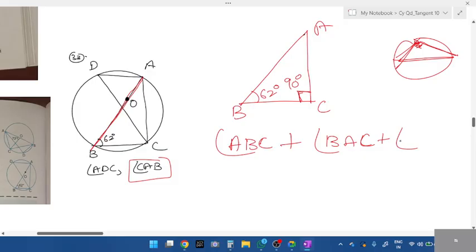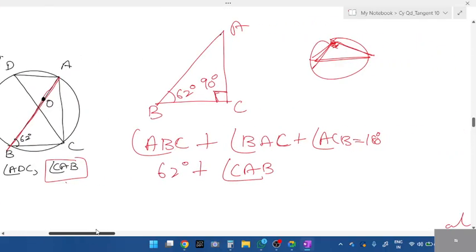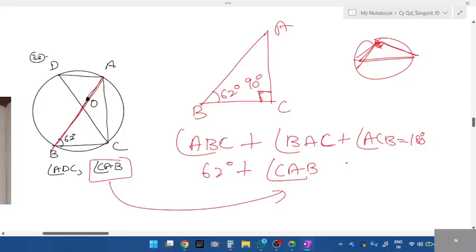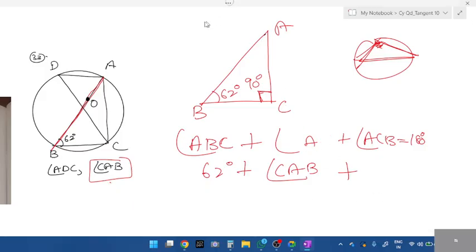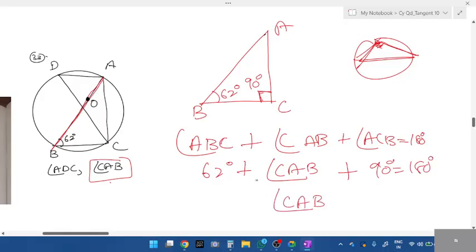Apply the sum of interior angles: angle ABC plus angle BAC plus angle ACB is equal to 180 degrees. Angle B is 62 degrees plus angle BAC is unknown, or angle CAB, both are the same. I have written CAB because that is what they have asked us to find, plus angle ACB, which is 90 degrees, is equal to 180. Shift the values, all of you will find the value of CAB, students. Add and shift it to the other side, subtract it.